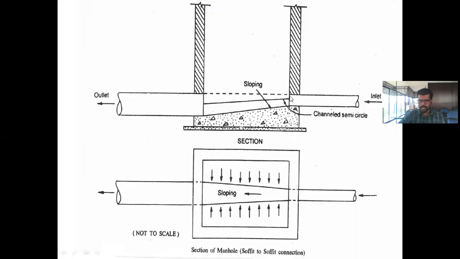You can see here, there's a slope, and that is channeled in a semicircle. This will be round pipes. This also will be a round pipe. This will be a semicircle in a pipe, and it should be a slope, so that the water won't settle here. It will easily flow, and it can be discharged through the outlet. So this is the inlet.